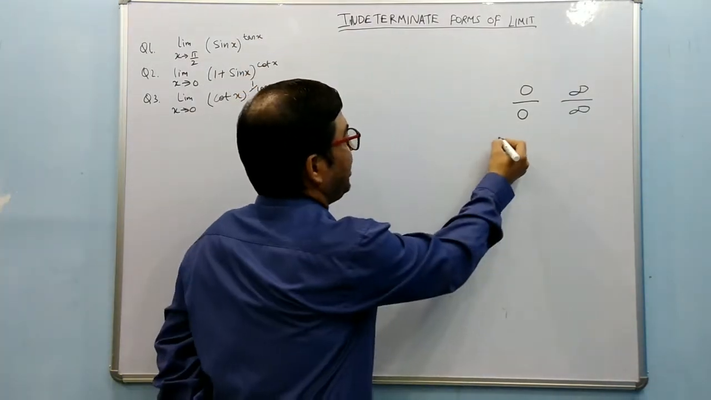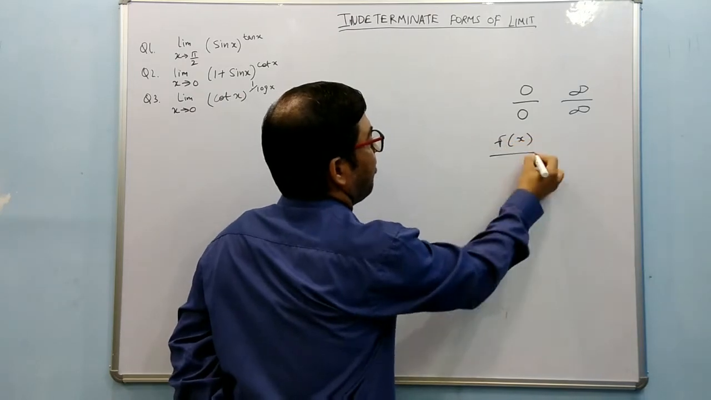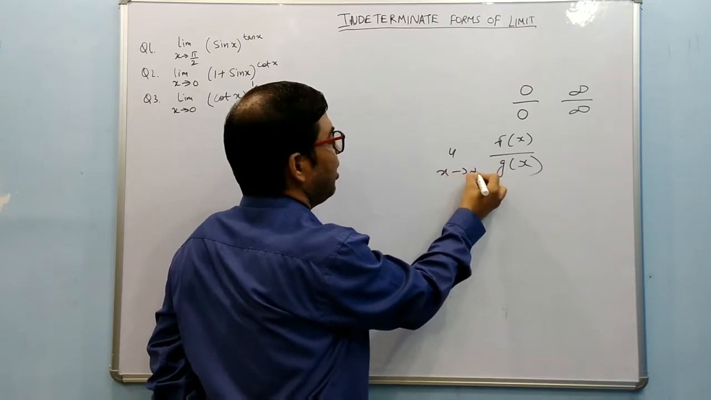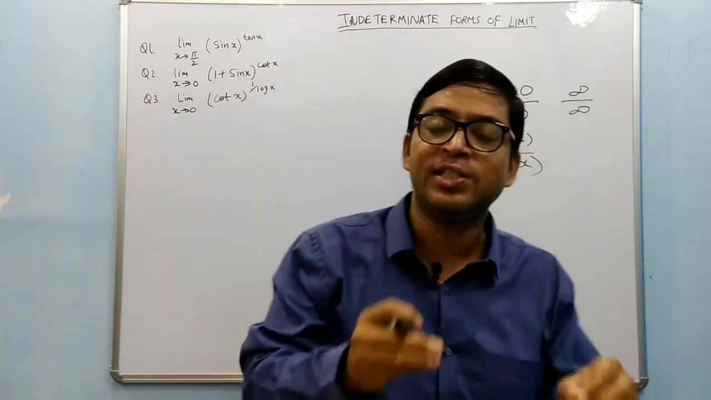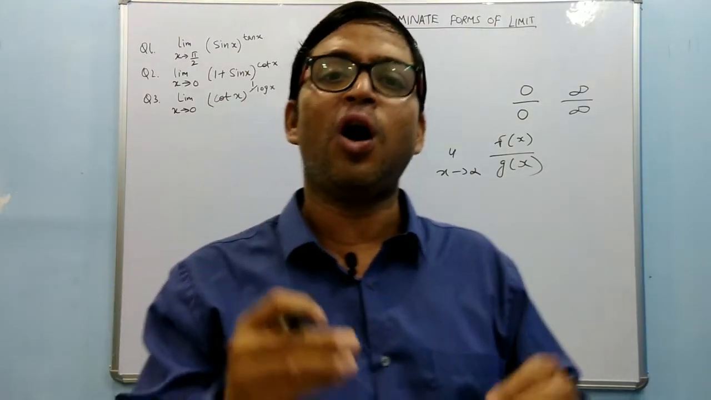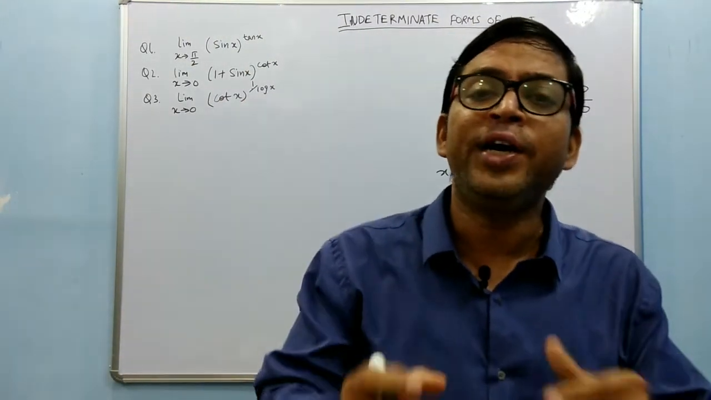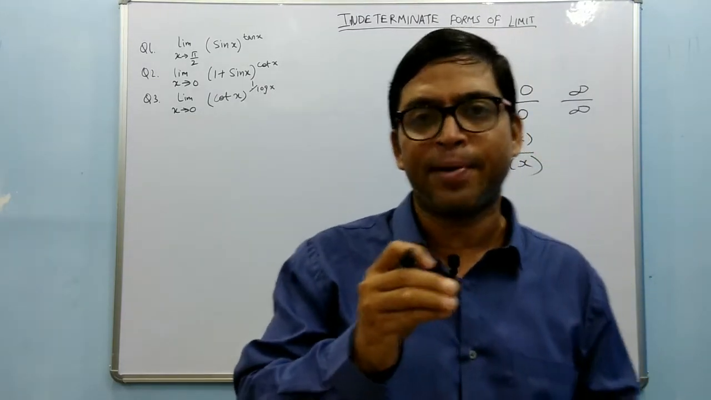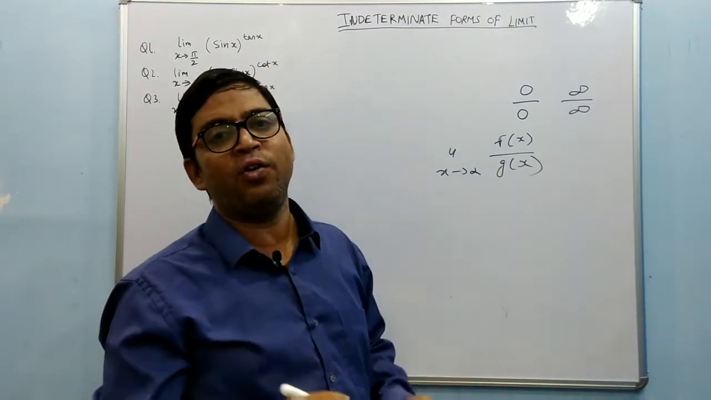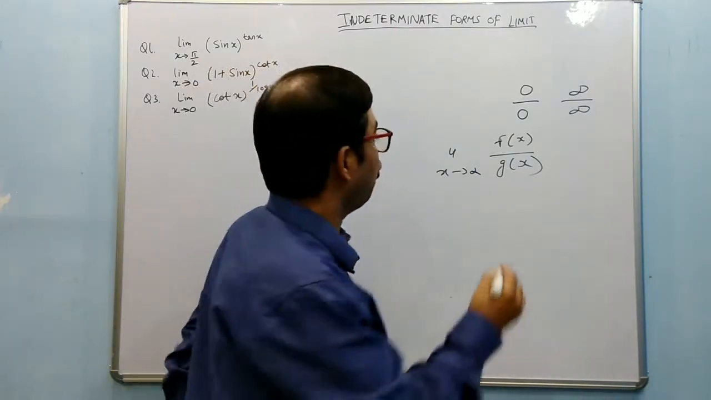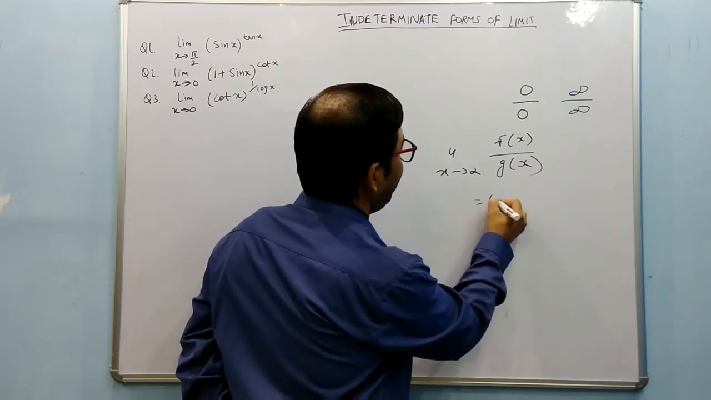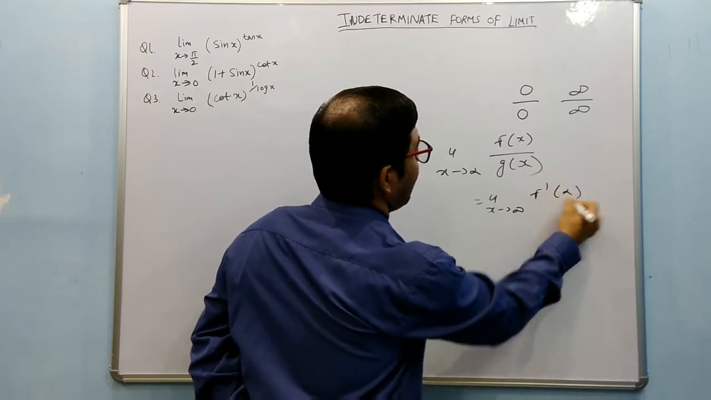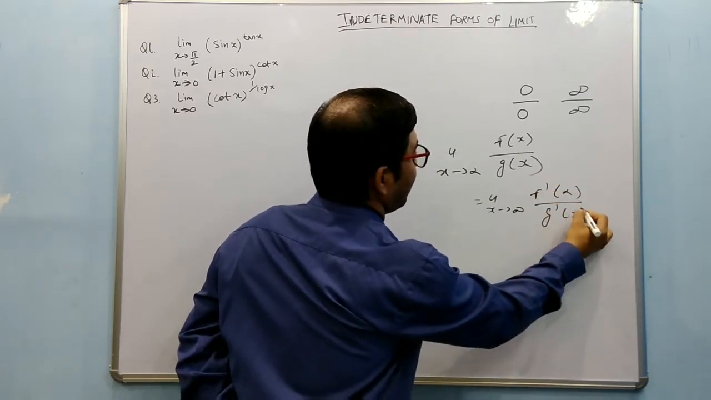How? See, if a function is f(x) by g(x) and the limit x tends to some alpha is there, and f(alpha) by g(alpha) is 0 by 0 or infinity by infinity, we just differentiate the numerator and denominator separately and then put the value of the limit where it is tending to. So it will be limit x tends to alpha f dash alpha by g dash alpha.